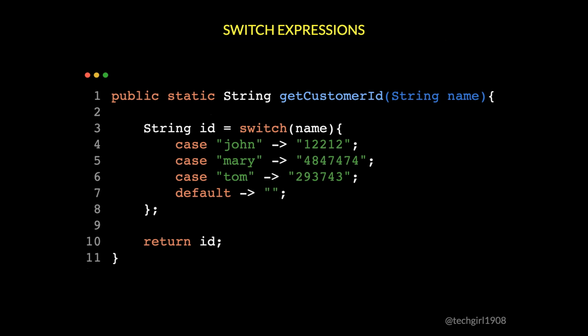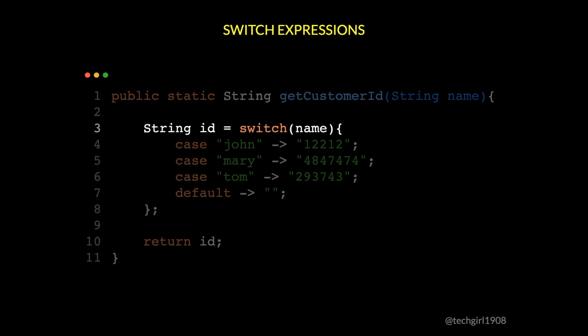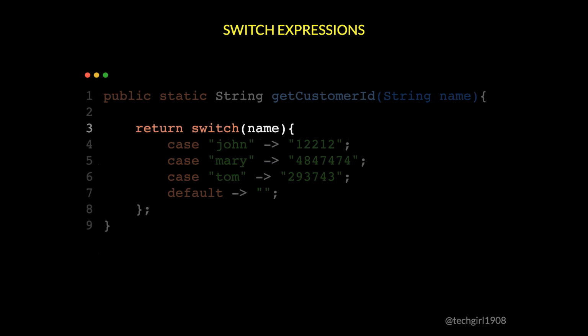In Java 12, switch expressions were introduced. Now you can use switch to directly assign a value to a variable. Notice here we're using switch on the right side of a statement to initialize this variable. The case statement doesn't need a colon in switch expressions, but instead uses an arrow. And this is saying if the name is John, then assign 12212 to the variable ID. Notice that I don't need a break statement because there is no fall through with switch expressions.